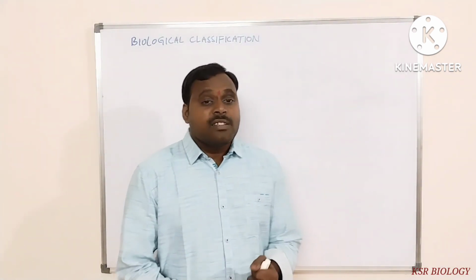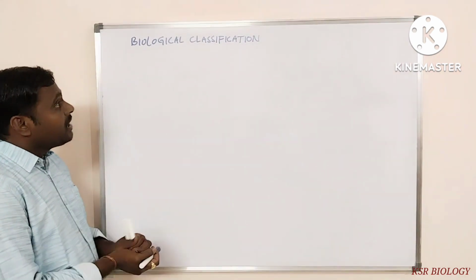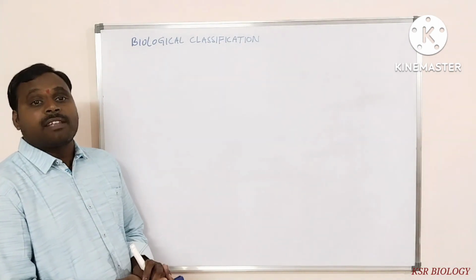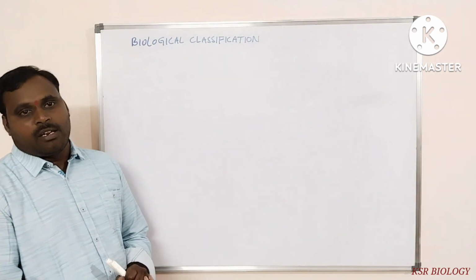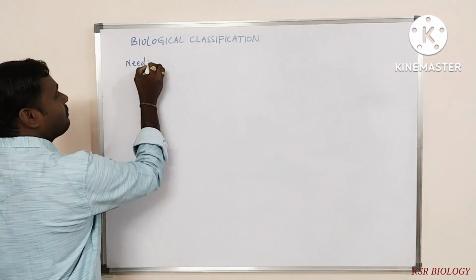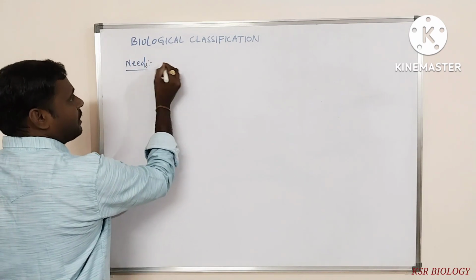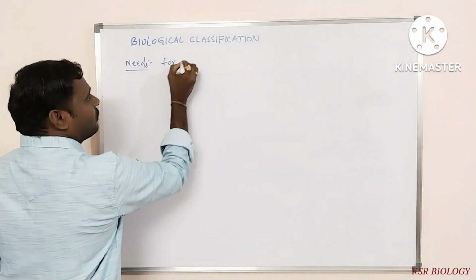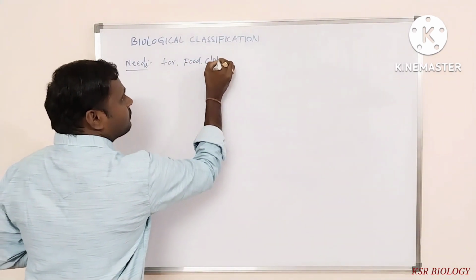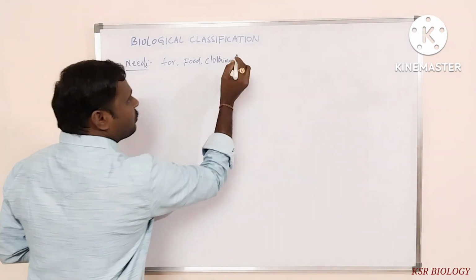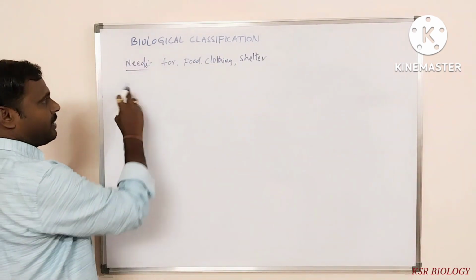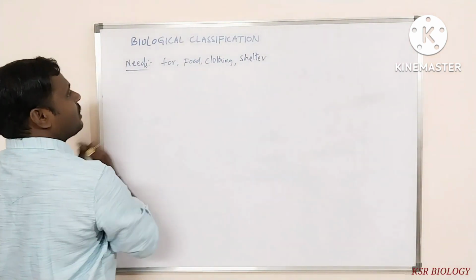But since the beginning of the civilization, there have been many attempts to classify the organisms. But those classifications were based on their needs but not in a scientific manner. So what are the needs? Organisms were classified based on their needs for food, clothing and shelter, right?